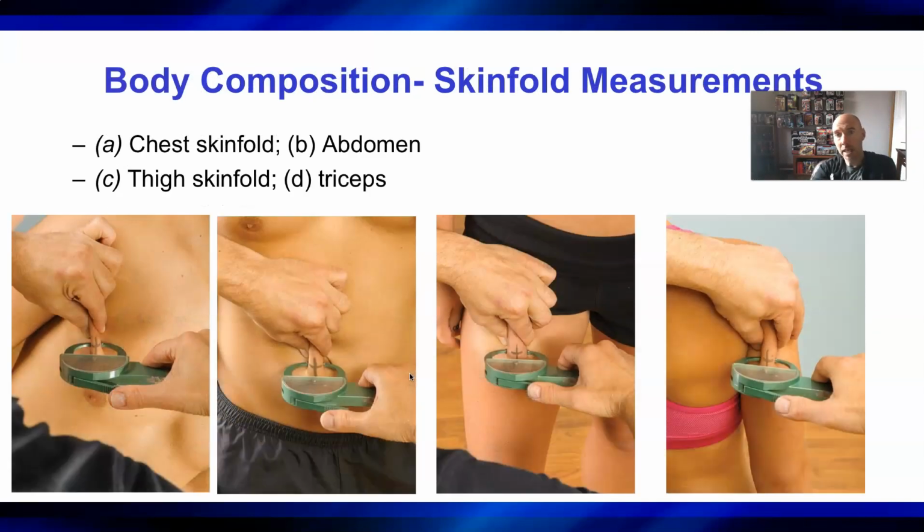Here's examples of body composition testing using the skin fold. So this caliper is the Lange skin fold caliper. This is a really good caliper. You can pick one up for about $300, which is kind of expensive. But if you're going to use it for 10 years, that's a drop in the bucket, right?